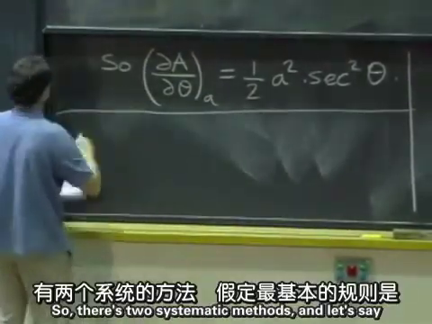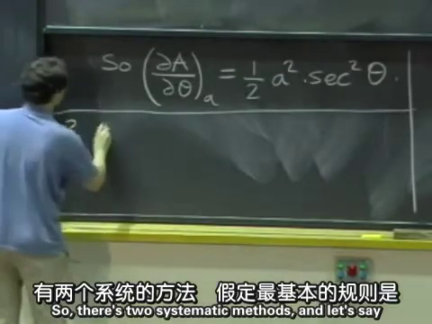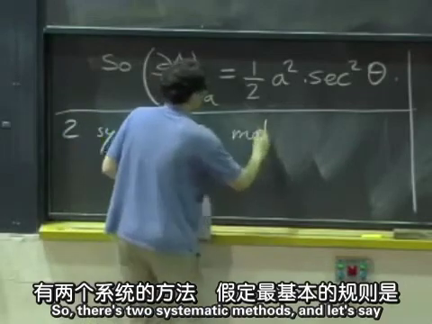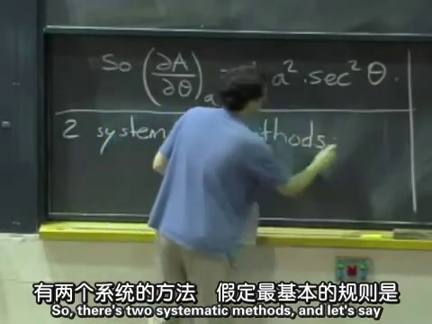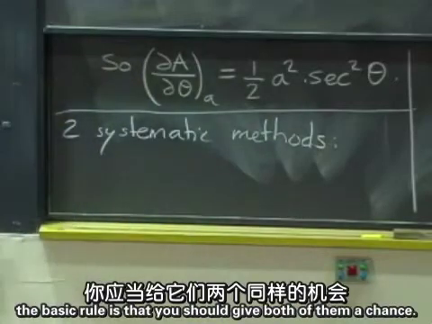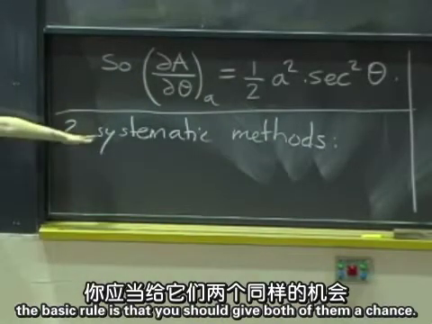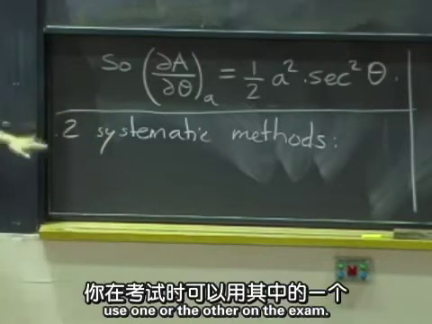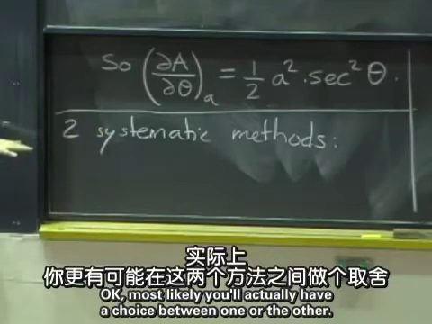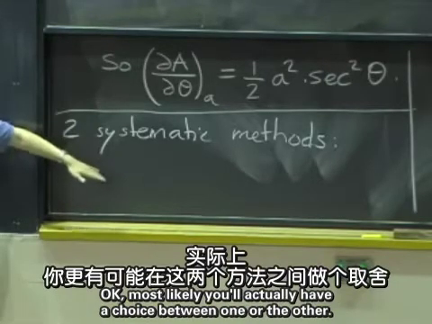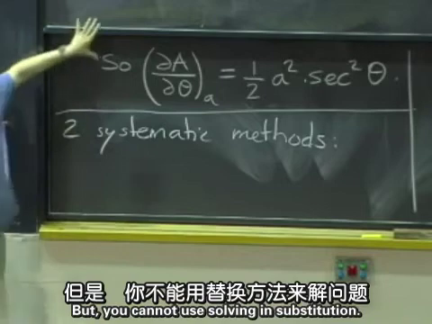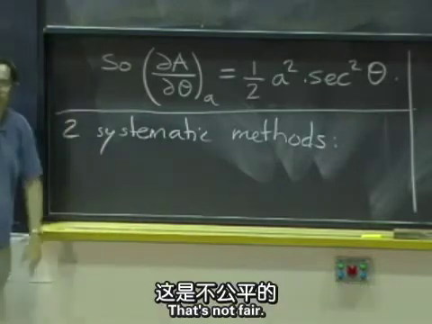So there's two systematic methods. Let's say the basic rule is that you should give both of them a chance. You should see which one you prefer, and you should be able to use one or the other on the exam. Most likely you will actually have a choice between one or the other. It will be up to you to decide which one you want to use, but you cannot use solving and substitution. That's not fair.